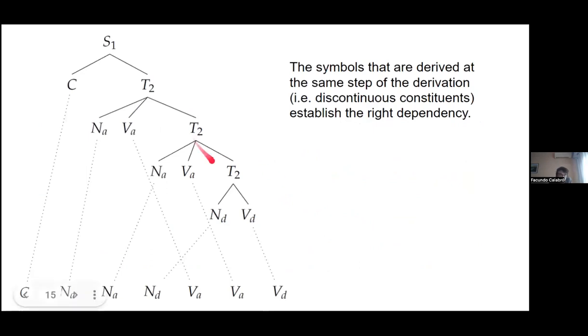And okay, so this is the final structure. And so what we see is that the symbols that are derived at the same step of the derivation now establish the right dependency. And this is possible because we can operate with two chunks at the same time, adding material to the left of each of them. And this is possible, as we saw with the CFGs.